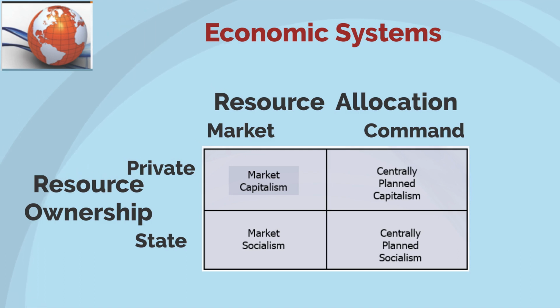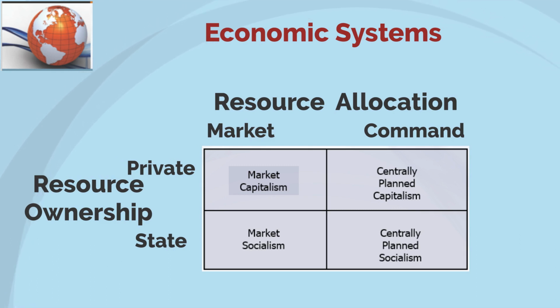Economic systems. An economic system is dependent on resource allocation and resource ownership. There are two kinds of ways in which resources are allocated in an economic system. Number one, through market demand, or number two, through command and control of the government. Similarly, there are two kinds of ways resources are owned in an economic system. Number one, privately, that is by individual citizens, or number two, they are owned by the state.